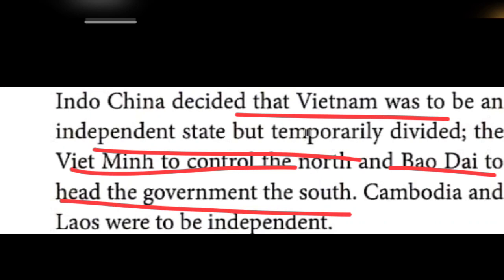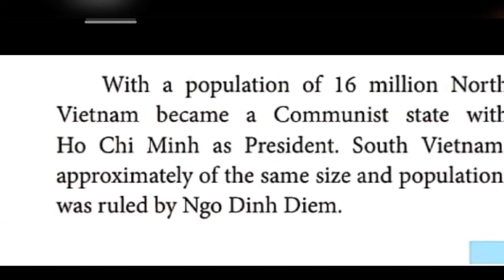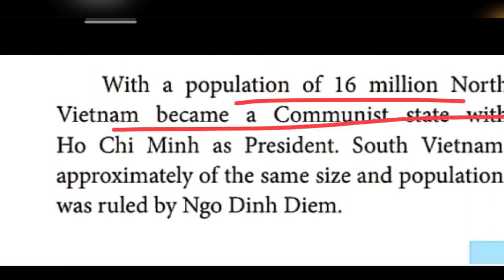Okay, so Cambodia and Laos were again independent, but Vietnam was divided into two. The northern part of Vietnam was under the control of the Viet Minh party. At the same time, the southern part of Vietnam was under the control of Bao Dai. Like that they were shared. Okay, so with a population of 16 million in North Vietnam, it became a communist state with Ho Chi Minh as president.